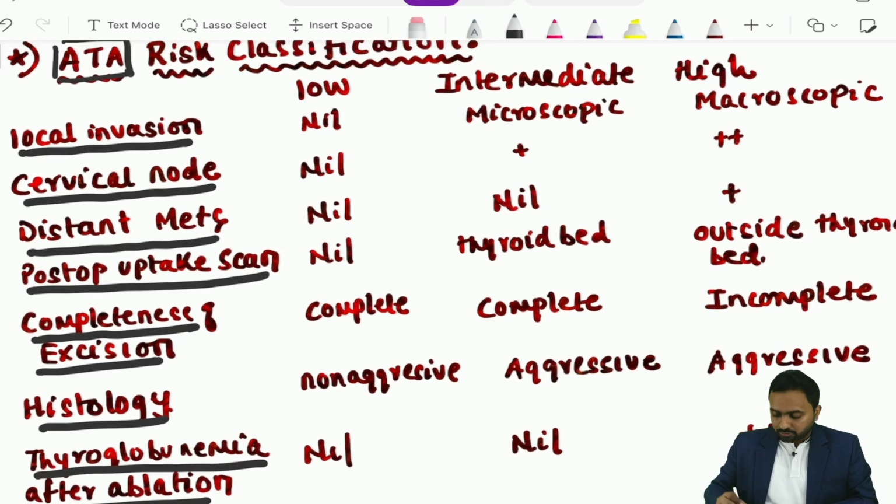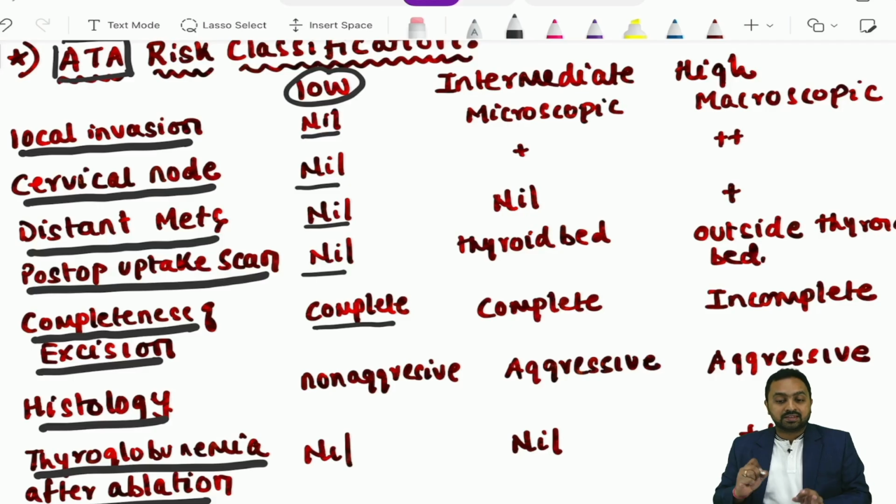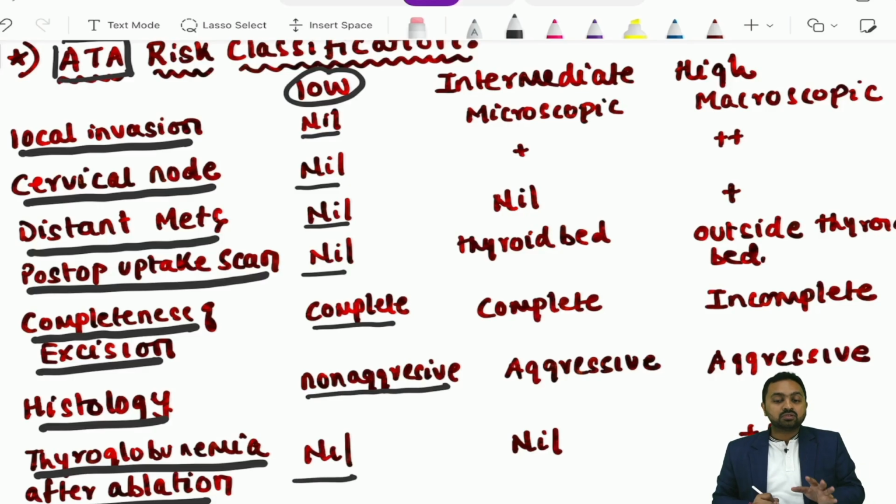Now, in case of low risk, there won't be any invasion, no cervical lymph node involvement, no distant metastasis, no post-op scan uptake, complete excision is done, a non-aggressive histology, and there is no thyroglobulinemia found after ablation.